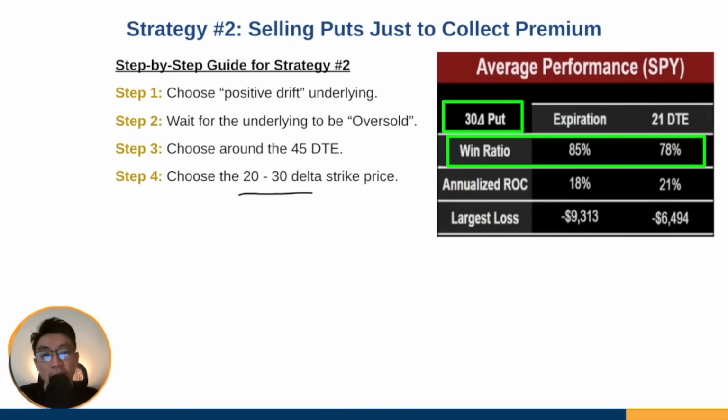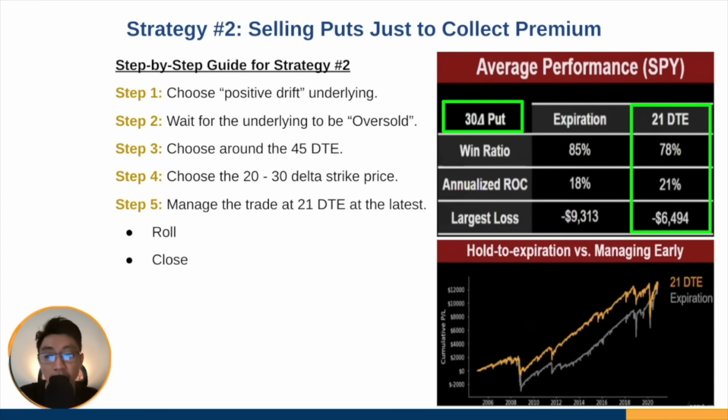Again, the studies have already been done on this 30 delta put option. As you can see down here, the win ratio, if you hold to expiration, is 85%. And if you manage it at 21 DTE, basically you exit at 21 DTE, the win rate is going to be slightly lower, right? But what you also want to see is the ROC, basically the return. Generally, the return is higher when you exit at 21 DTE.